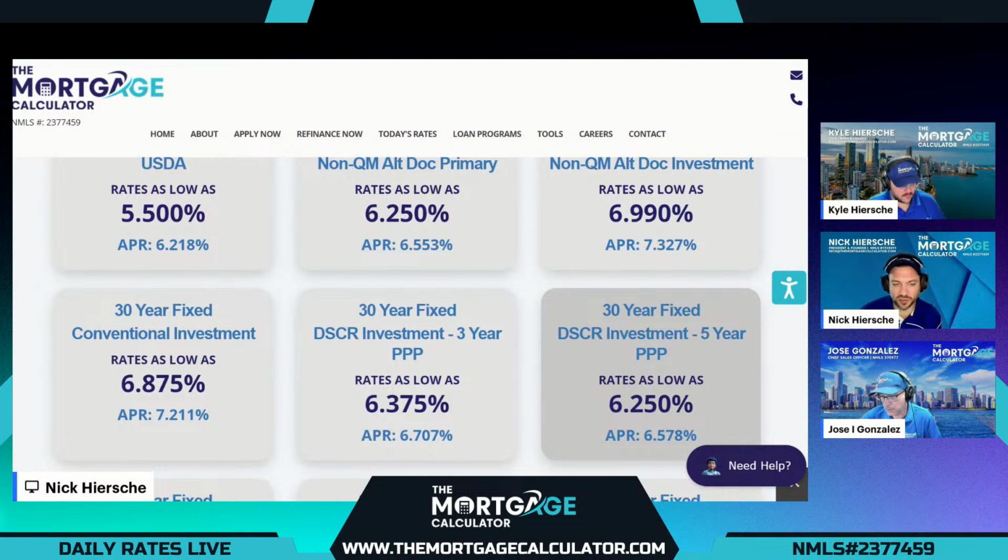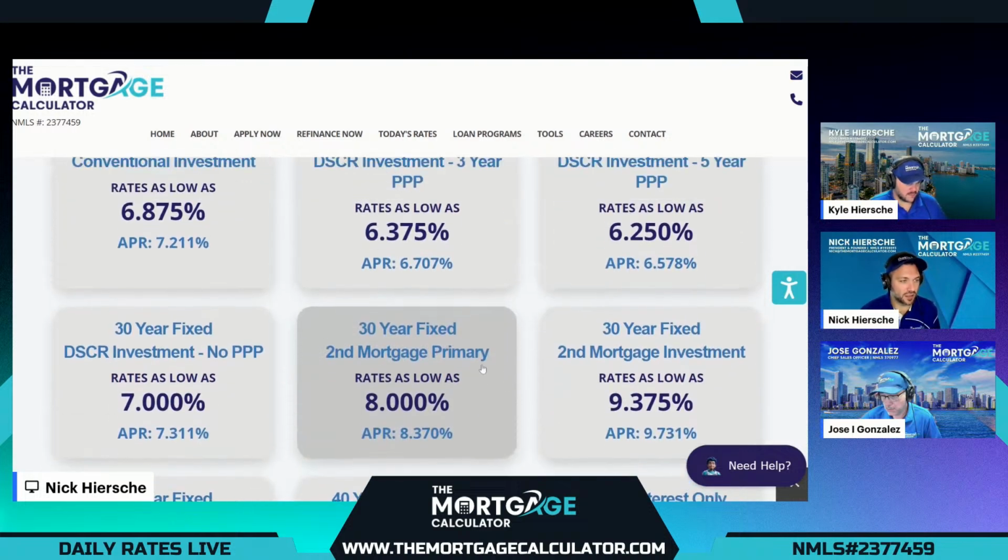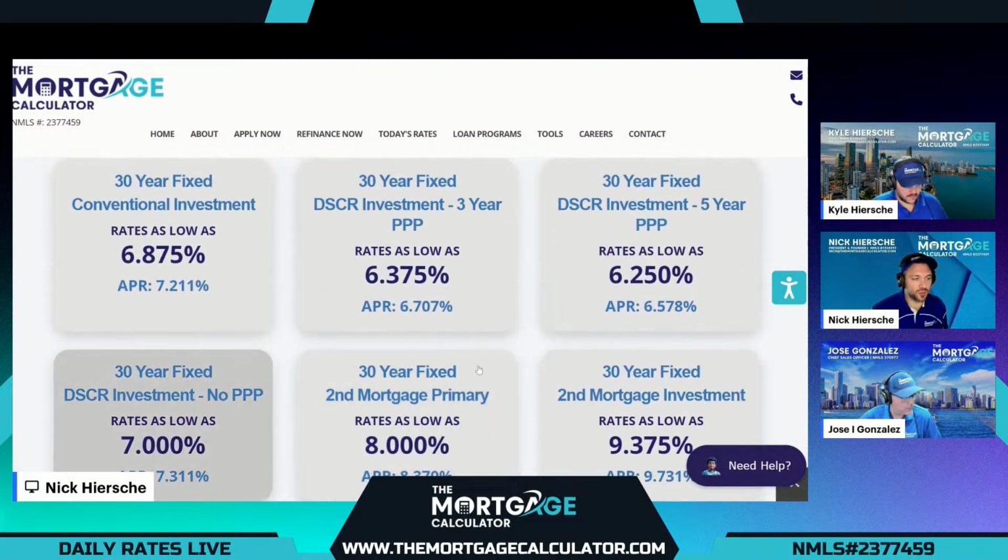And we can add a 5-year prepayment to sweeten the deal a little bit. Rates as low as 6.25, final APR 6.578. And we do have a no prepayment penalty option coming in today at 7%, final APR 7.311. Just a touch above conventional. So I'd still say pretty much 100% of investors would prefer a DSCR to conventional. And if we can add a prepayment penalty, definitely makes it even better.